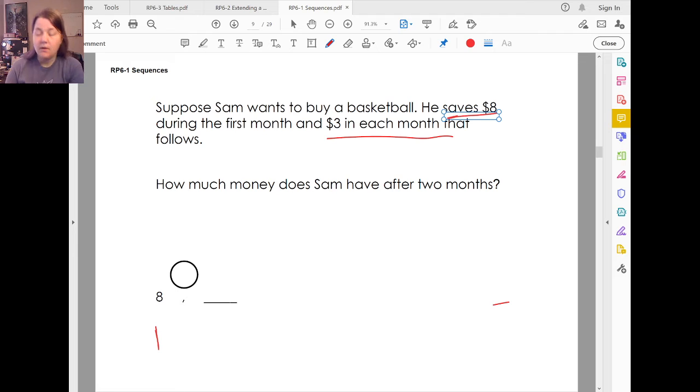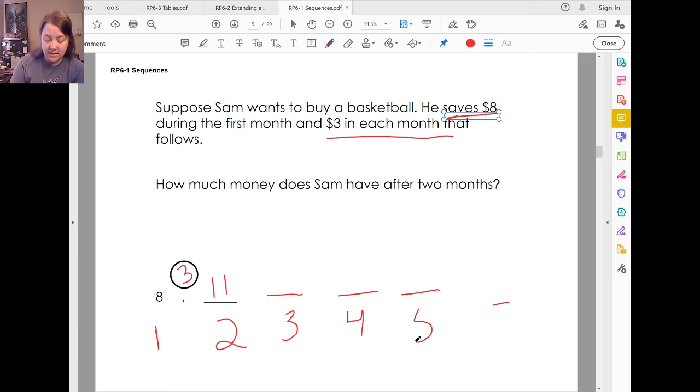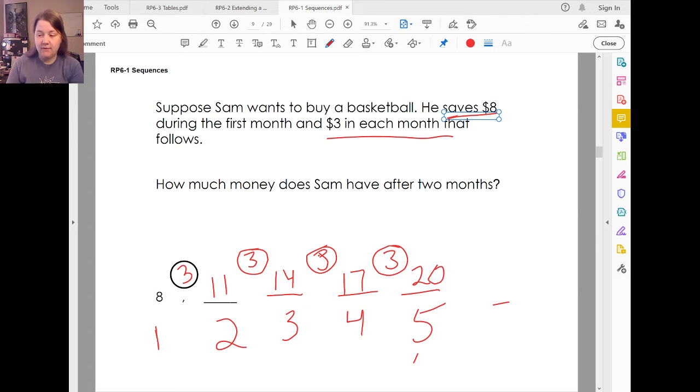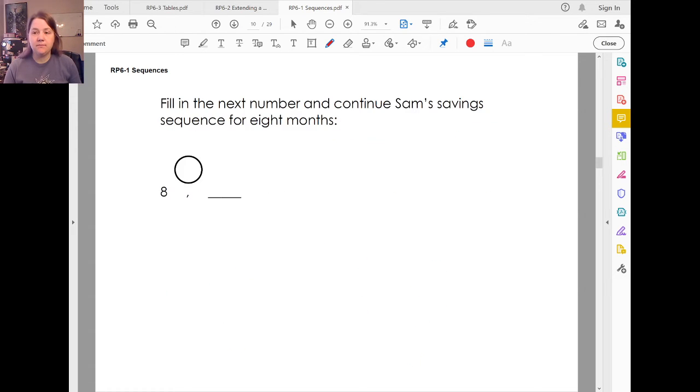So what we're looking for is how much does Sam have after 2 months? Well, here's 1 month, and here's 2 months. And we know that Sam saves an extra $3, which means that Sam's going to have $11. And we could continue this and see how much Sam has after 5 months. We would just keep adding that same 3. So 11, 12, 13, 14, 14, 15, 16, 17. Sam would have $20 after 5 months.